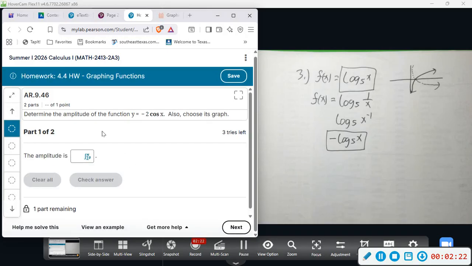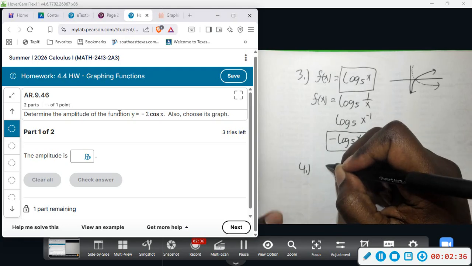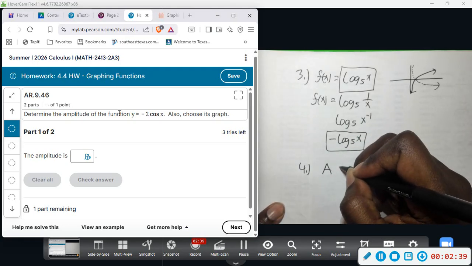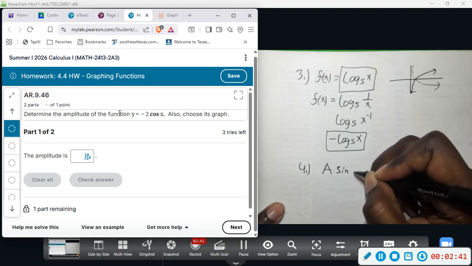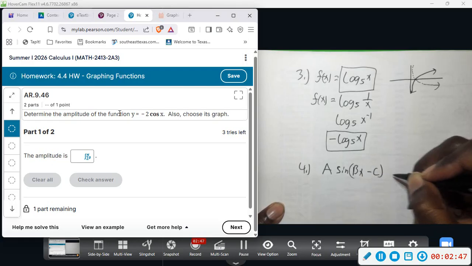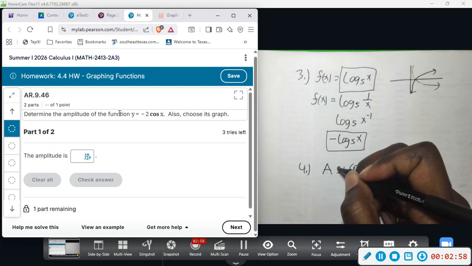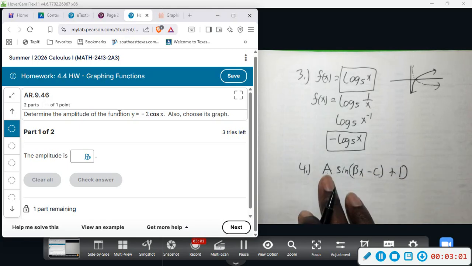All right, number 4, we want to determine the amplitude of the function y equals negative 2 cosine of x. All right, so with trig functions, you might want to review, but there's a times, let's just say sine of bx minus c plus d. So these are all the different things that can happen. Whatever the multiple is out front, that is usually affecting the amplitude. It's going to be a stretch. So it's understood to be a 1, but if there's something else, then we look at that number.